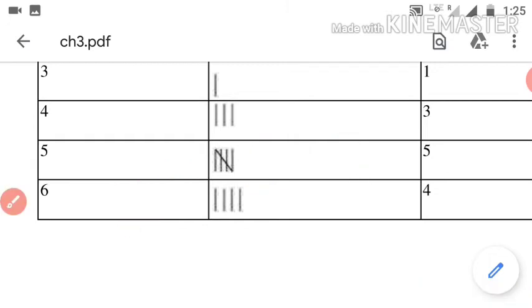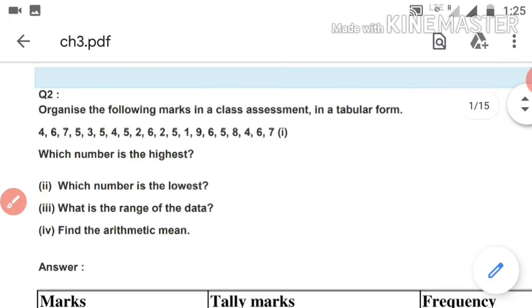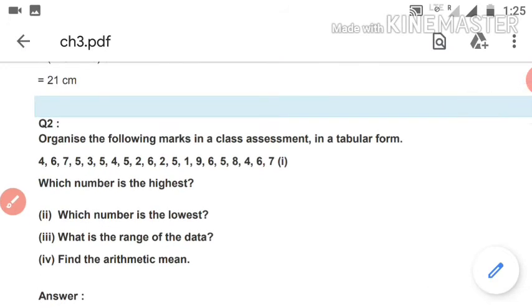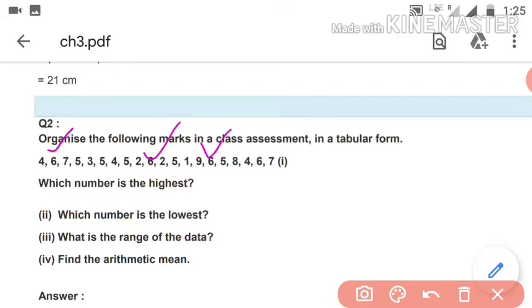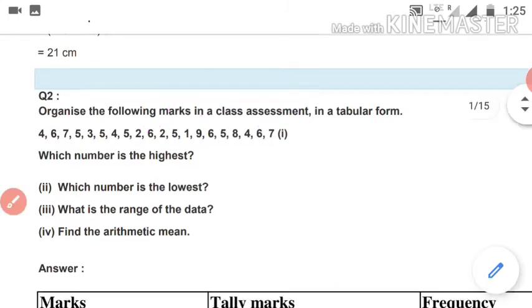Now next, for 6. How many students got 6 marks? You can see from here, 1, then 2, then 3 and 4. So 4 students got 6 marks.